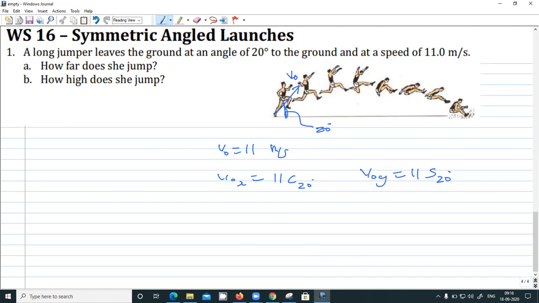Okay, and how far does she jump? That is range, right? Yeah, I have to calculate that. So that's x. And then how high, that's height. Okay, so my first step is I have to take the sine of 20 and then the cosine of 20. No calculation, doing it at the end.